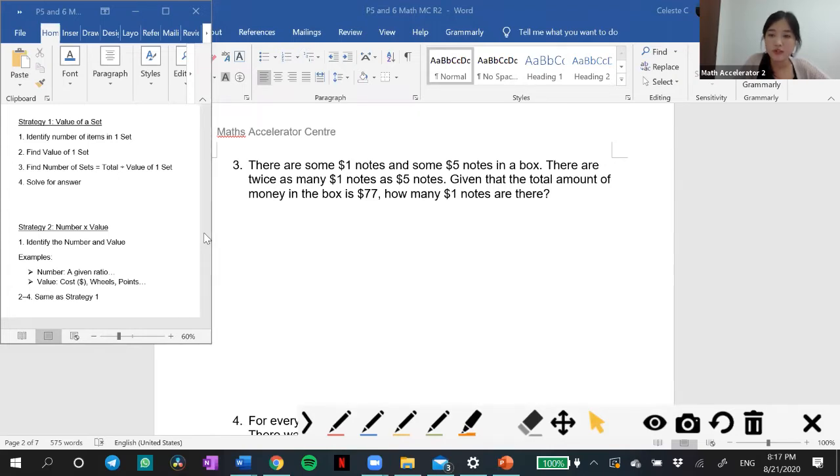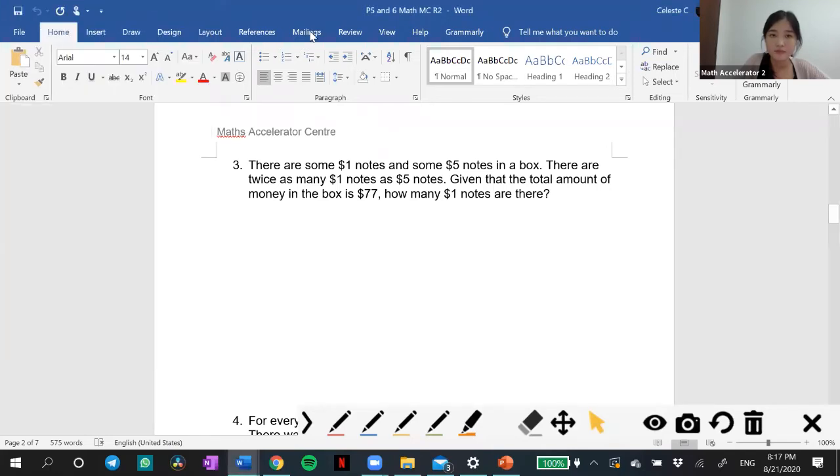Okay, for question 3, there are some $1 notes and some $5 notes in a box. There are twice as many $1 notes as $5 notes. So the keyword, twice as many. Given that the total amount of money in the box is $77, how many $1 notes are there?